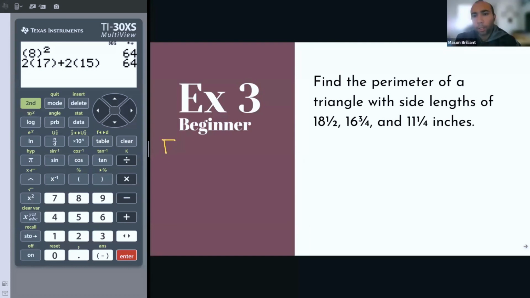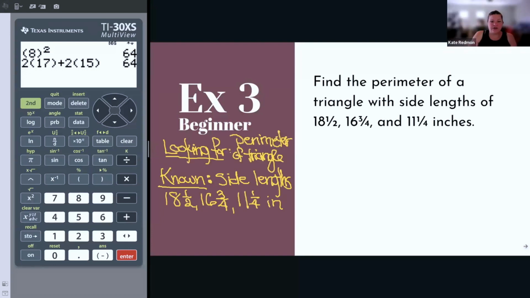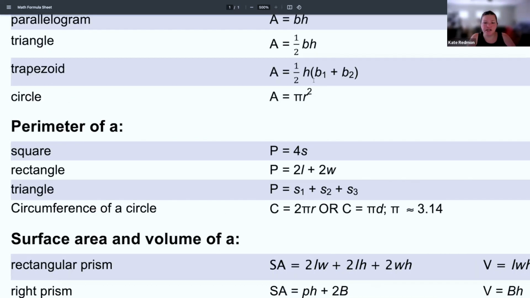So we know that the triangle has the side lengths of 18 and a half, 16 and 3/4, and 11 and 1/4 inches. Beautiful. We're looking for the perimeter of a triangle. Beautiful. Let's go find the formula that relates perimeter of a triangle to its side length. Now, even though this one is not a hard formula at all, it looks a little scary, but it's not nearly so scary as it looks.